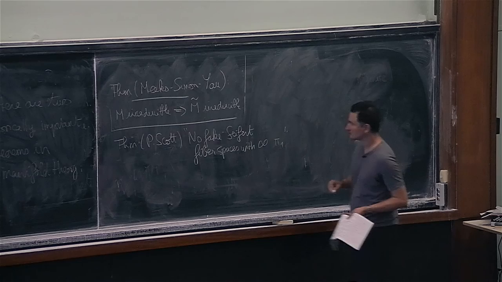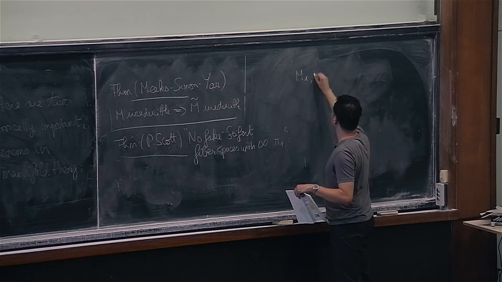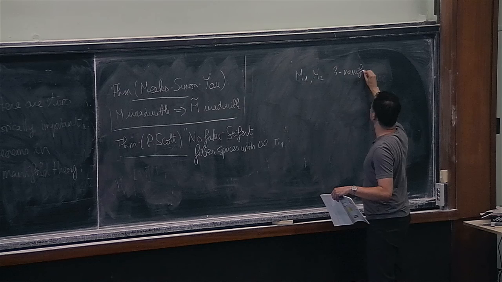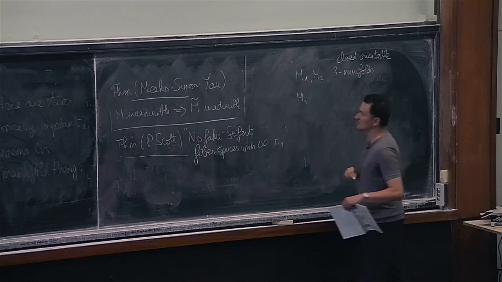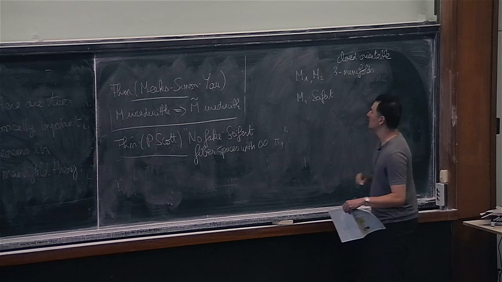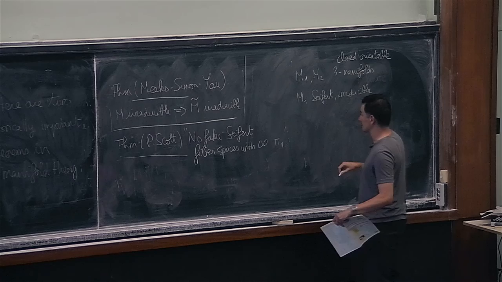And here's the precise statement. You take two manifolds M1, M2. So there should be three manifolds. They should both be closed orientable. And you assume that one of them, say M1, is a Seifert fiber space, and you assume that it is irreducible, and that it has infinite fundamental group.